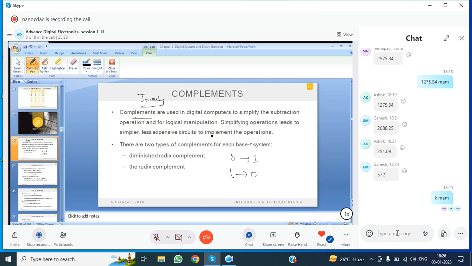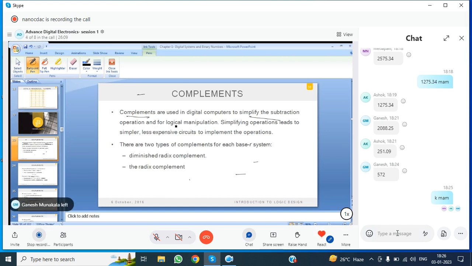So why do we need to invert? See, digital addition is very easy. Okay, digital addition is very easy. 1 0 1 1 0 1 0 0 1 1 1 0. Addition is very easy, but when it comes to subtraction, again it will be a big headache. So to make the subtraction very simple and easy, we can go for complementing. Okay, we can use the complements. So only to simplify the subtraction, we can go for complements.